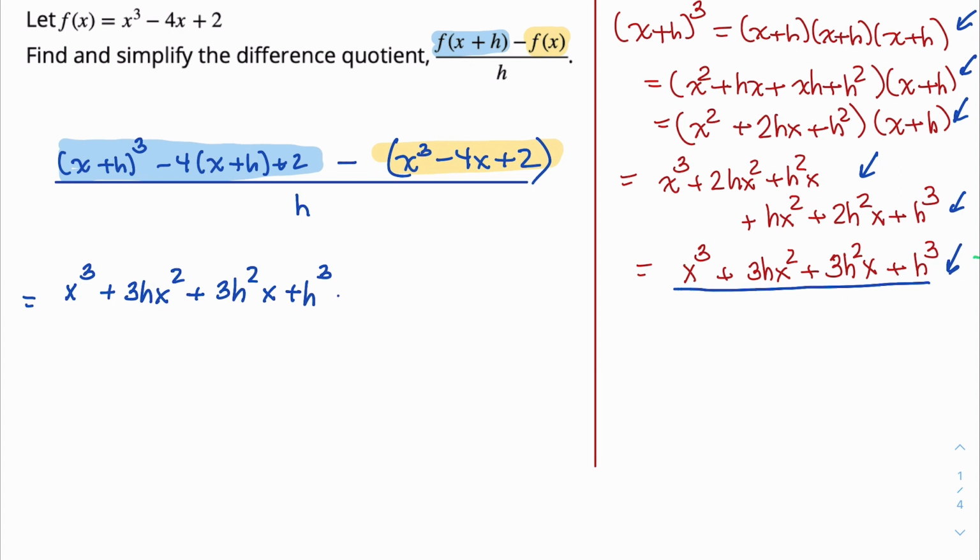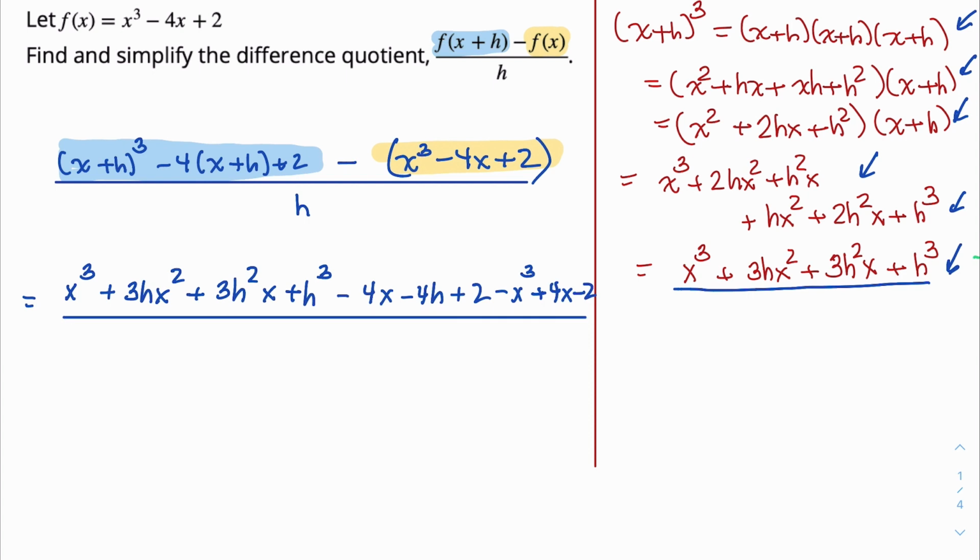Now we have to distribute the negative 4, so you have minus 4x minus 4h and then plus 2. And now we have minus a quantity, which is going to switch all the signs in the quantity if we want to write it without parentheses. Just enough room there to the left of the line. And that is all over h.